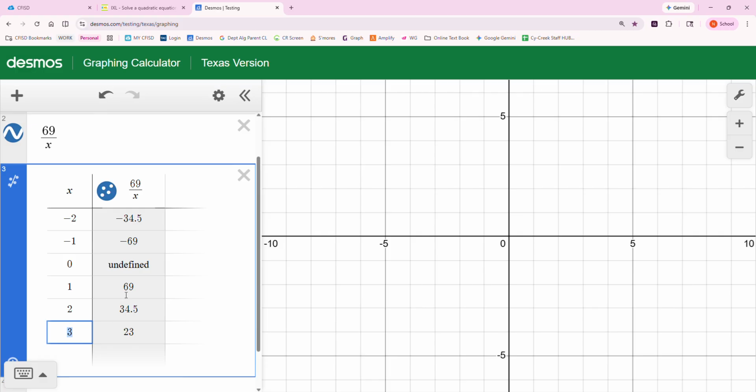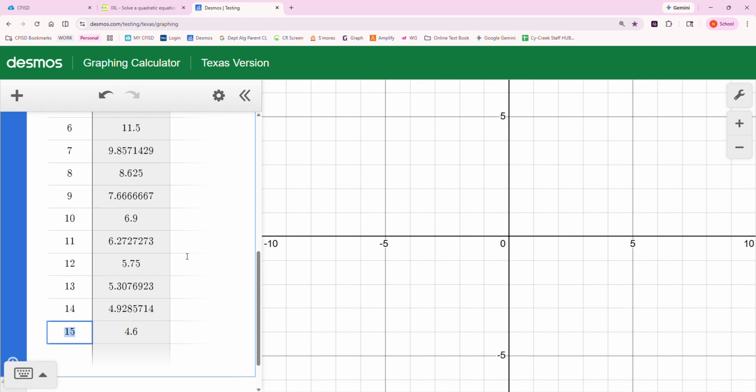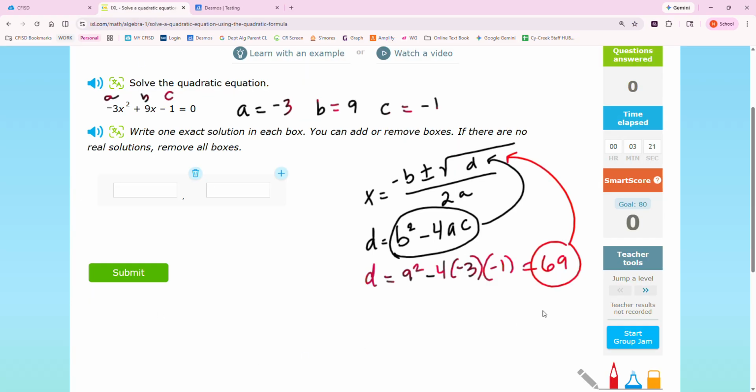I'm looking at 1, 2, 3, and I'm looking specifically at my y values. So far, I have not seen a perfect square. If I get down to 4, we definitely know that that is not going to be, we've passed the value that would be 4. 4.05, and then we go to 3.8. So there is no perfect square that goes into 69. So that means that we're going to leave that as the square root of 69.